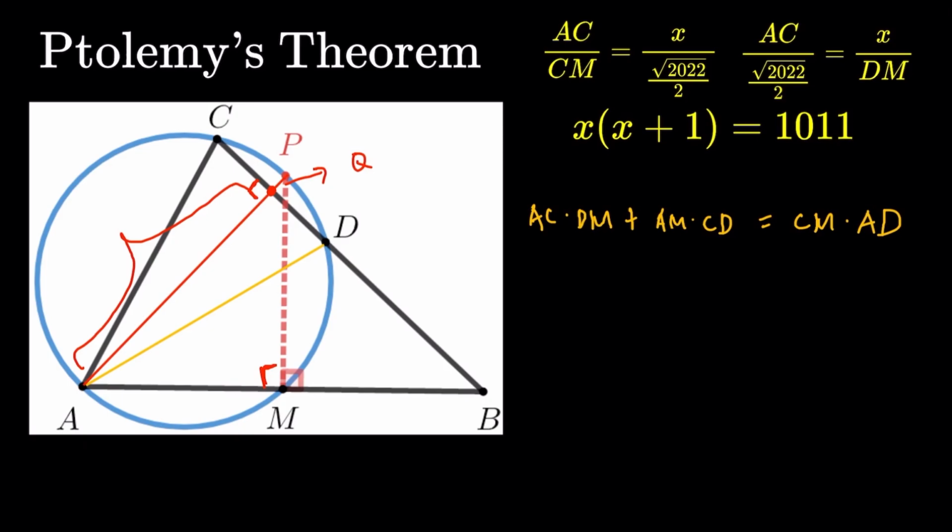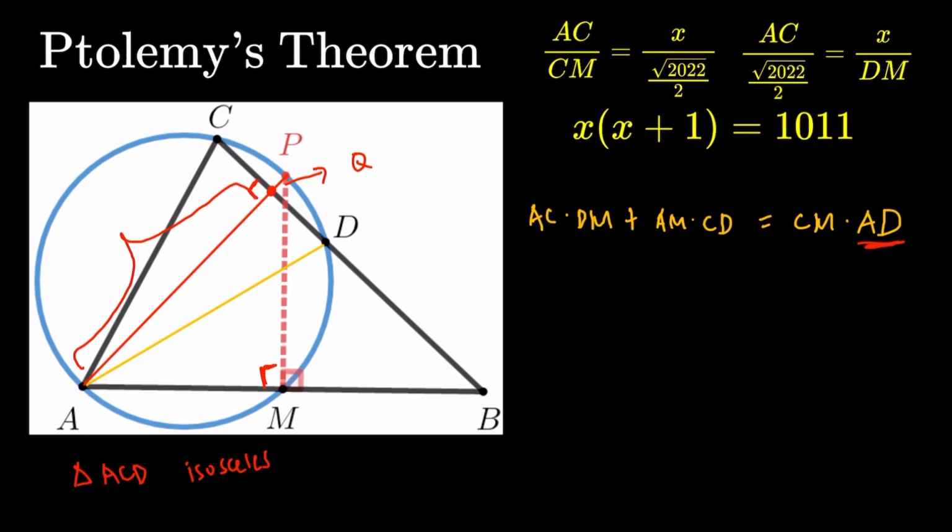P is the midpoint of arc CD. Q must be the midpoint of segment CD. We can conclude from this that triangle ACD is isosceles, right? So triangle ACD must be isosceles. And with this, AC would have to be equal to AD, right? Because we have an isosceles triangle. So the AD here, I could write it as AC.